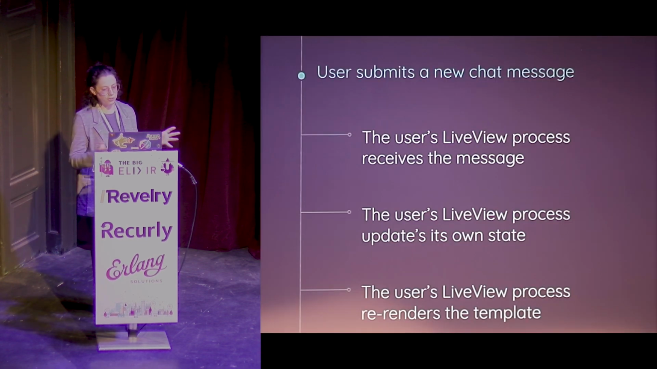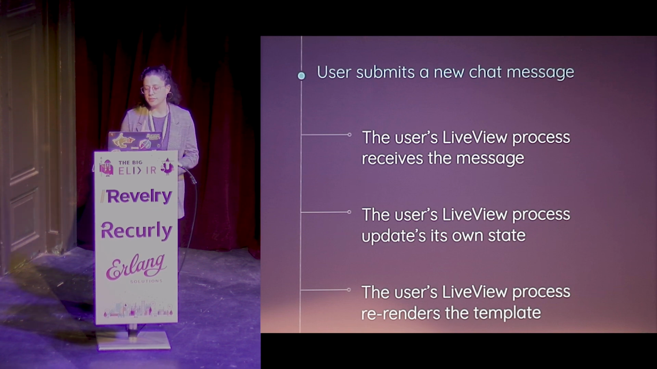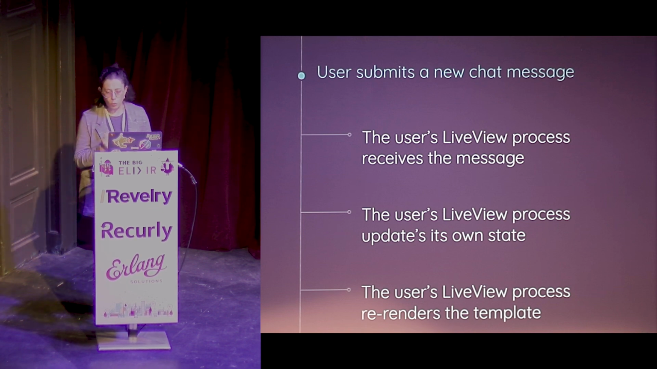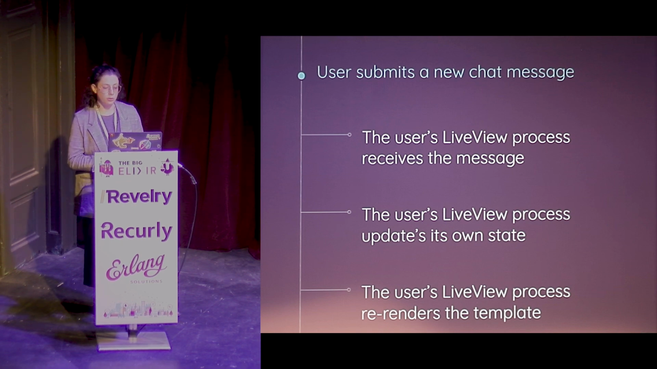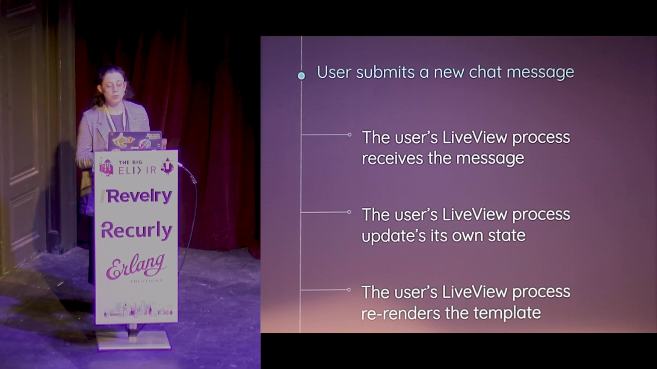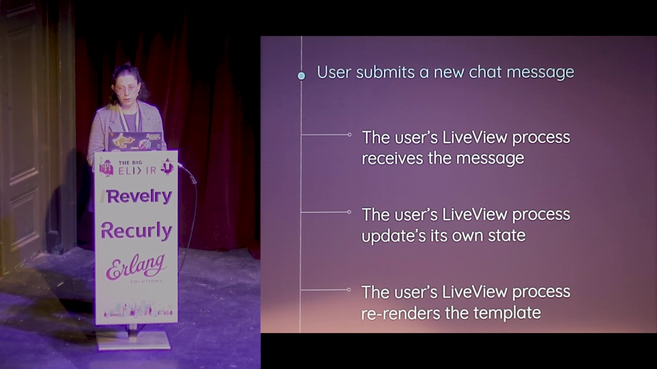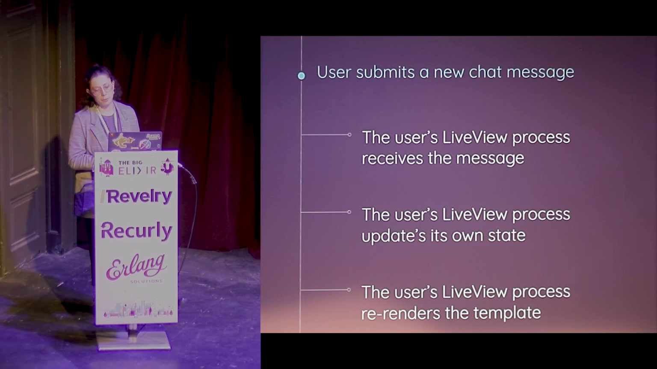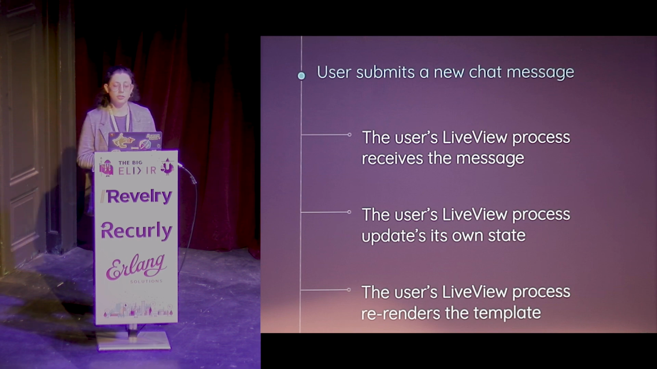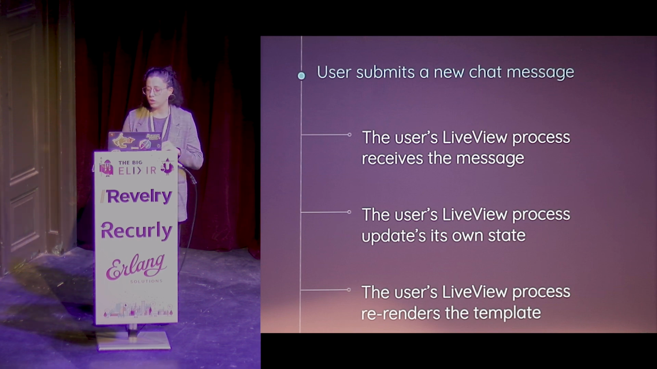All right, so we have a fresh out-of-the-box LiveView. Let's talk about how it enacts real-time updates for the single user represented by one LiveView process. So LiveView will receive a message when a user submits a new chat message. It will update its own state, and it will re-render its own LEEX template. We need to understand that this happens within the LiveView process belonging to the user that submitted that message only.